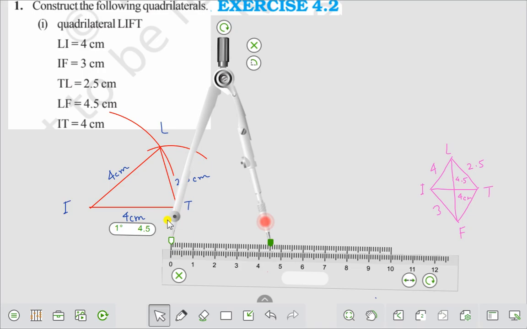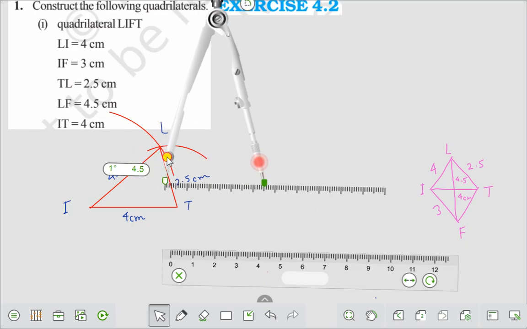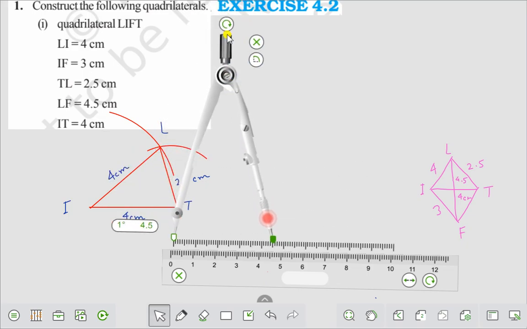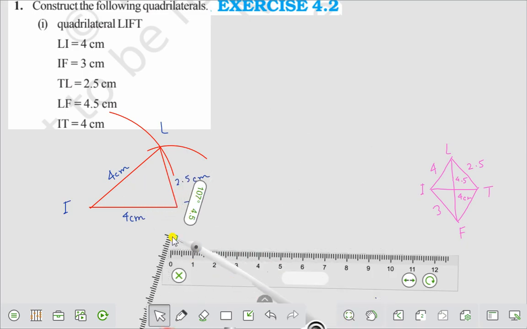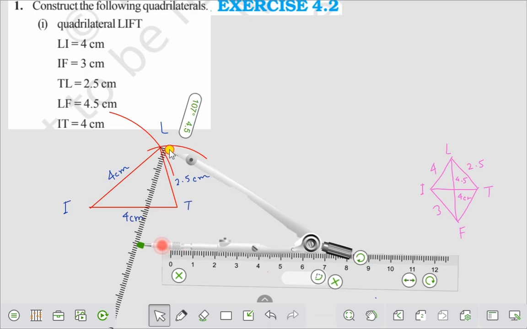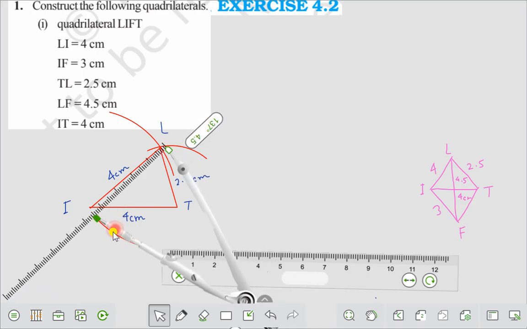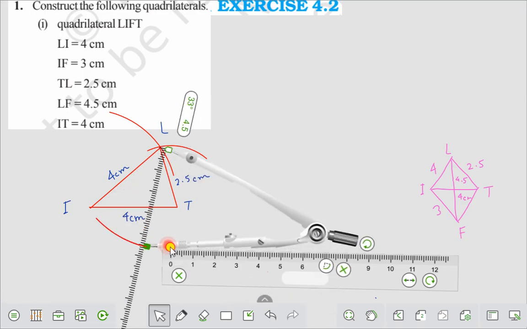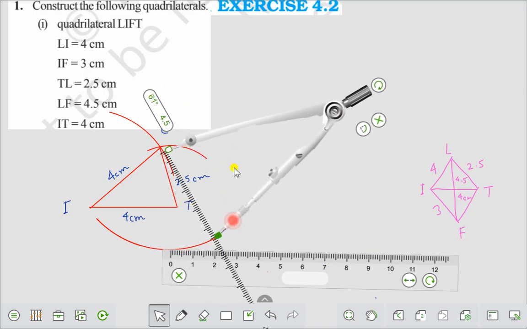With this, take this pointer at point L and make an arc of 4.5 centimeter, right? This is 4.5 centimeter, right?